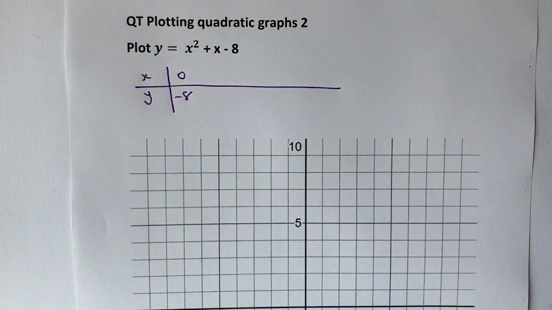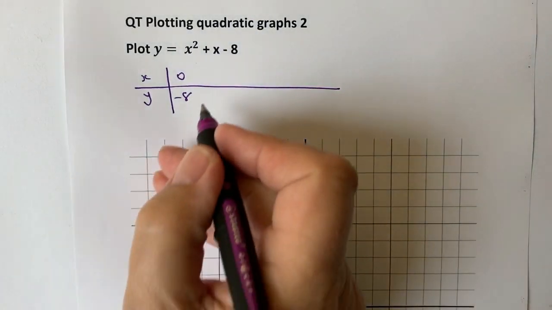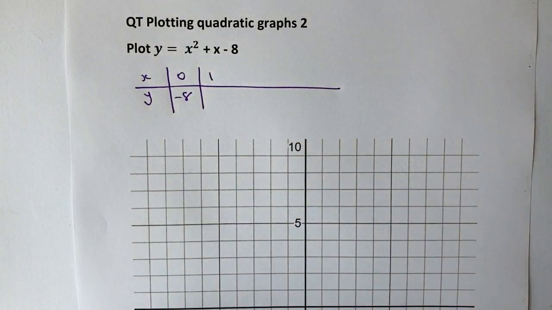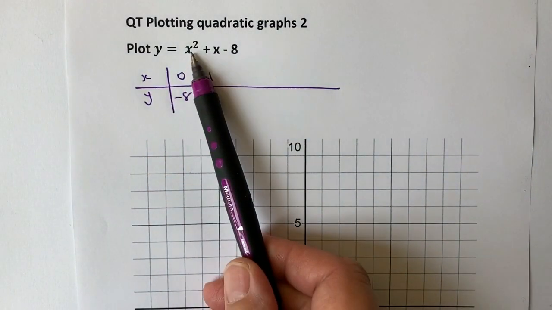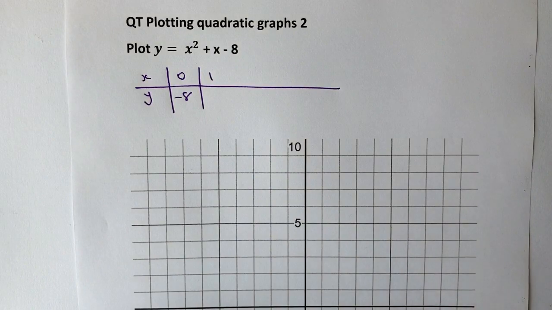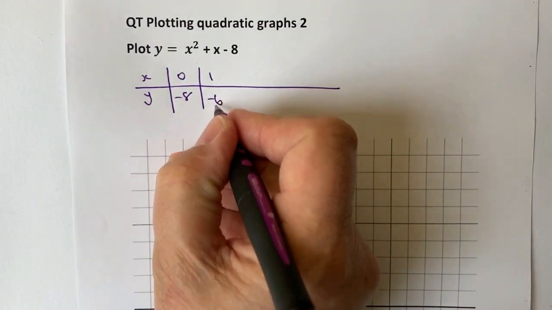So let's move on a little bit. Bearing in mind what I'm trying to do is get some idea of what the graph is going to look like when I draw it out, I'm going to be relatively cautious and just use the value of x equals 1. Well, 1 squared is 1, plus 1 is 2, and then 2 minus 8 is minus 6.